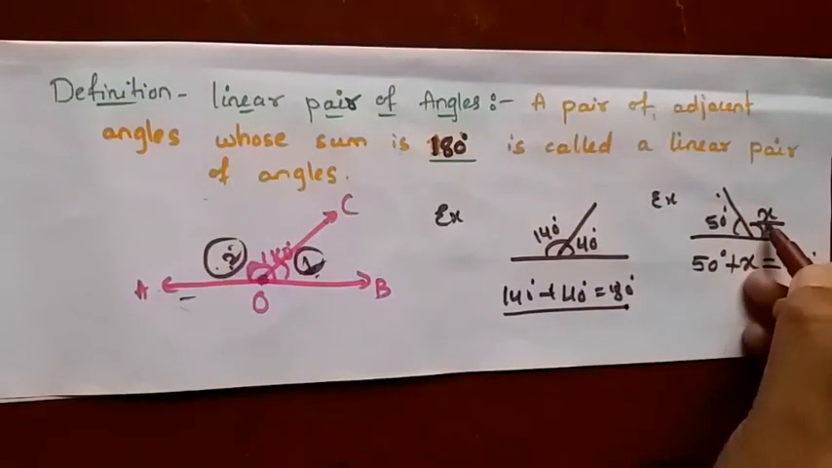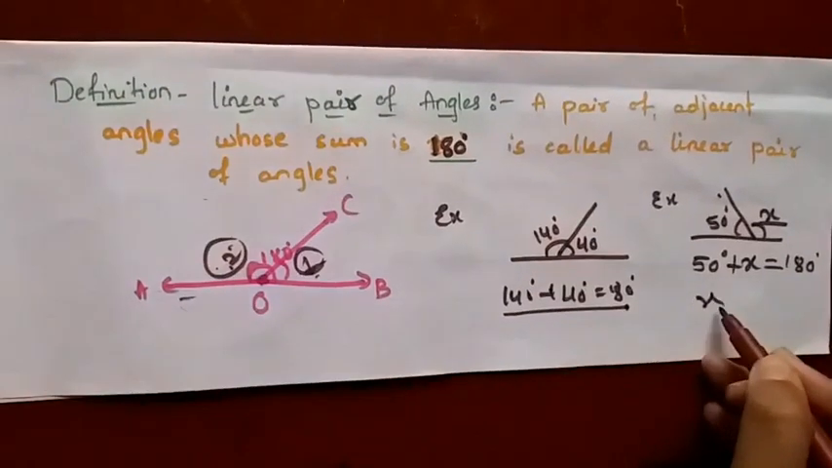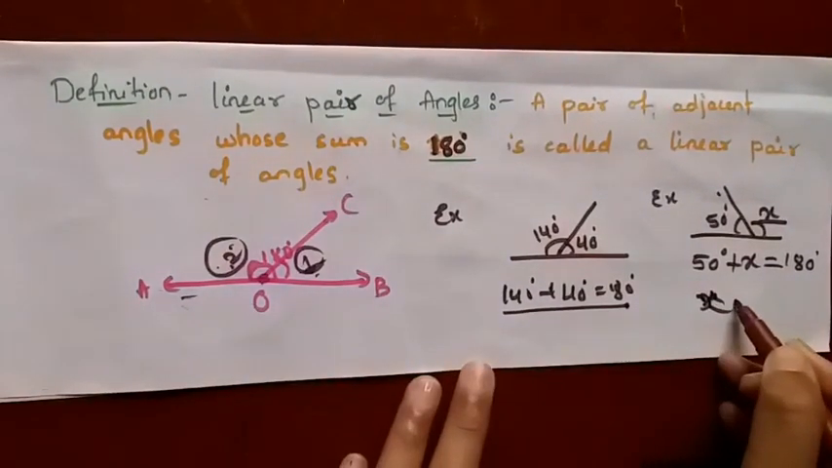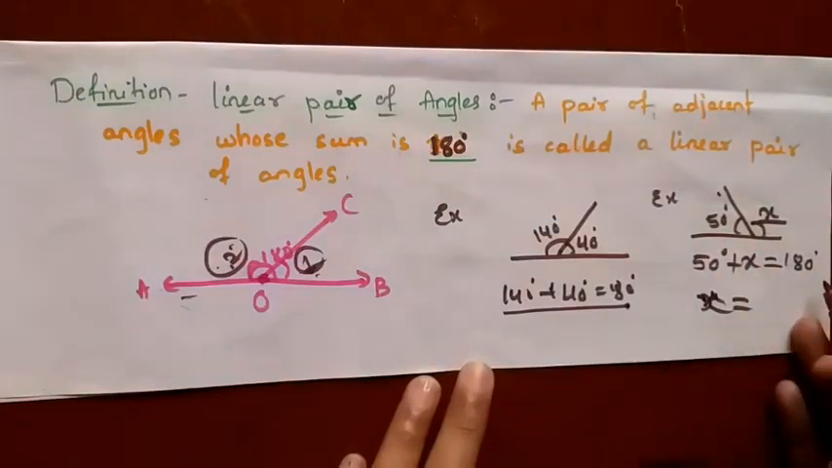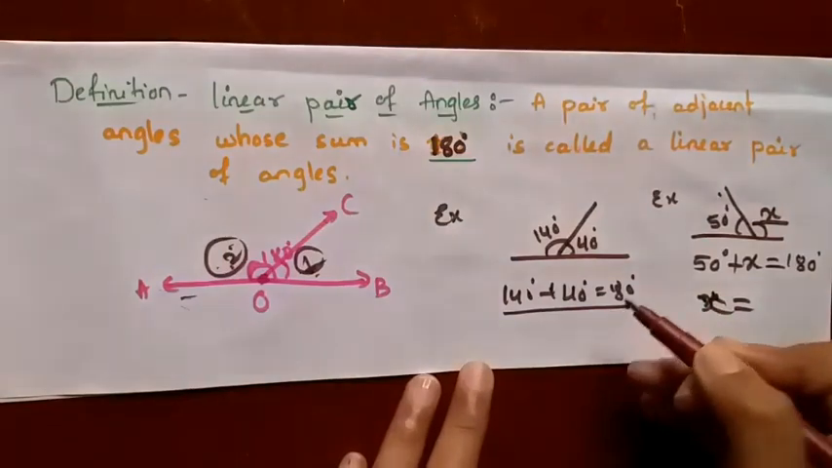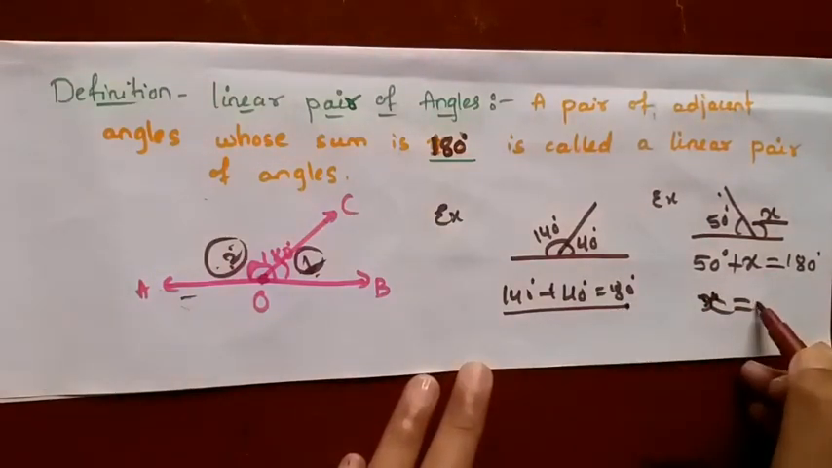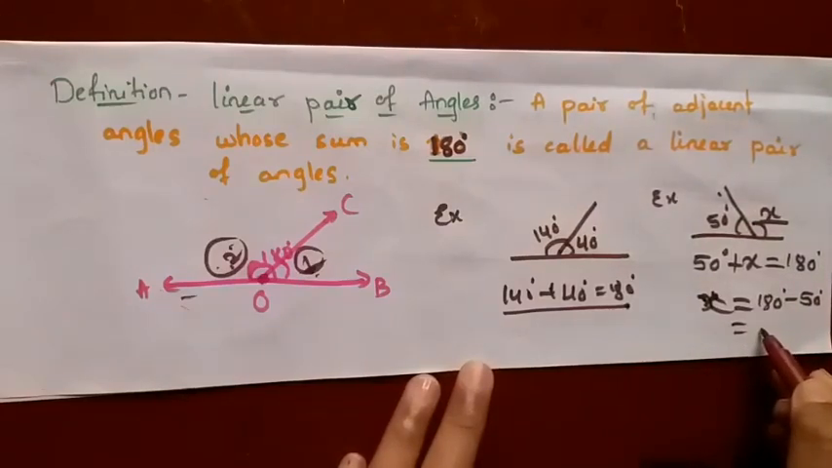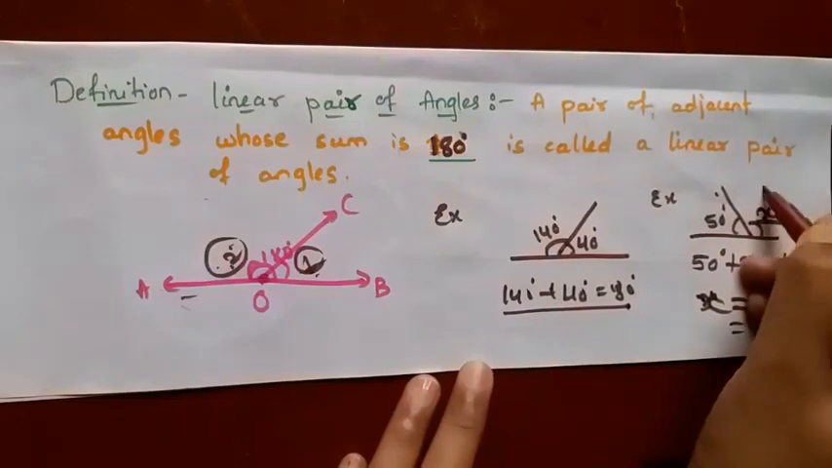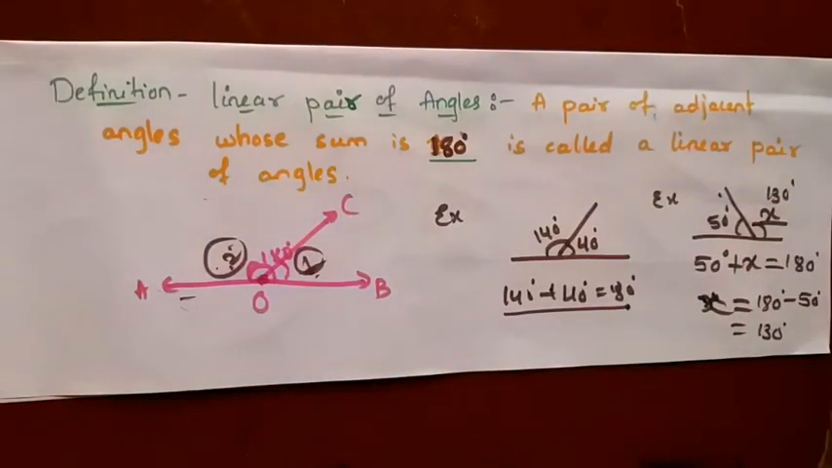Here we have to find this side angle, so keep x as it is, which is equal to 180 minus 50, where 50 is a constant number. When this number goes to the right-hand side, the plus 50 degrees becomes minus 50 degrees. So 180 degrees minus 50 degrees is 130 degrees. So x is 130 degrees. Checking, 130 plus 50 is 180. This is an example of a linear pair of angles.